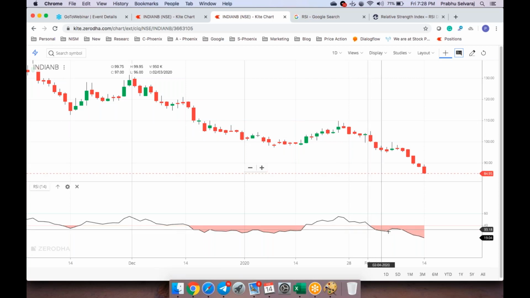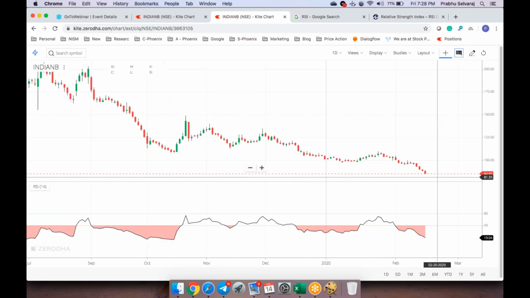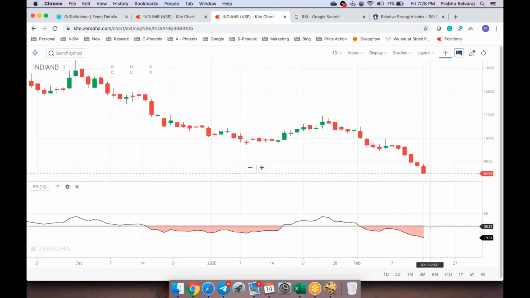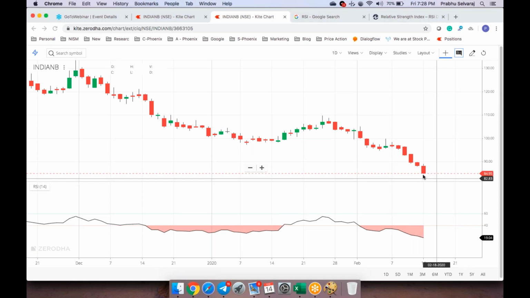We went down, went down, went down. Now I know that 40 is my resistance for RSI. Now, if I get a reversal pattern tomorrow, maybe a tweezer bottom, RSI will still be at 20 or 25. I cannot wait for the RSI to cross 40, because again it may hit 40 and start falling down. So I knew that 40 is my resistance.